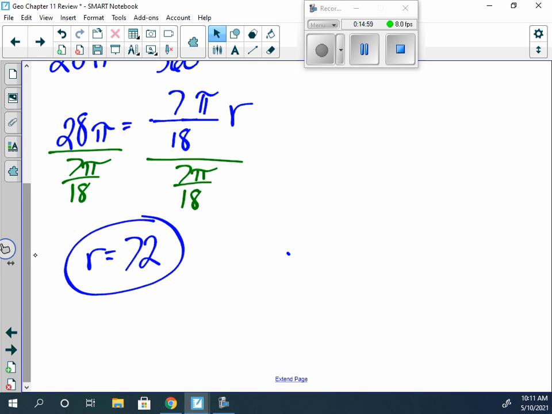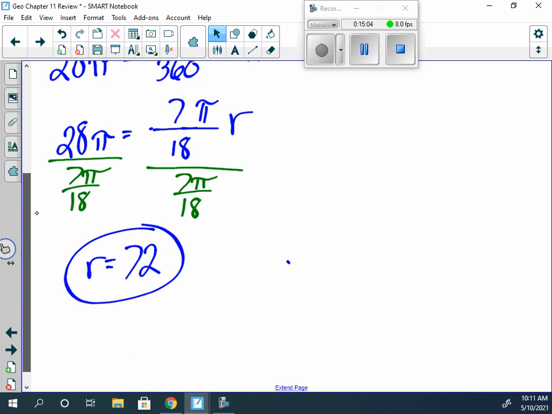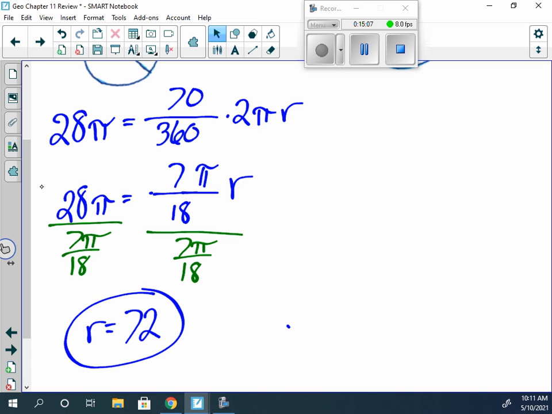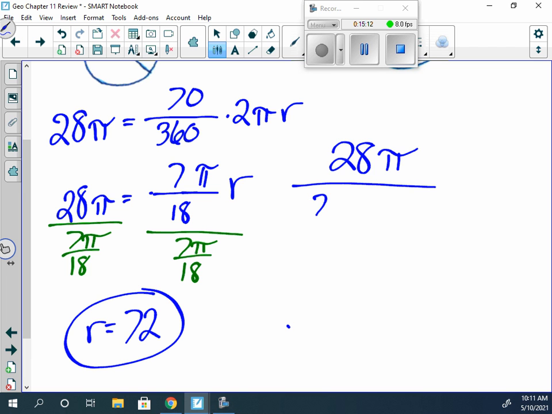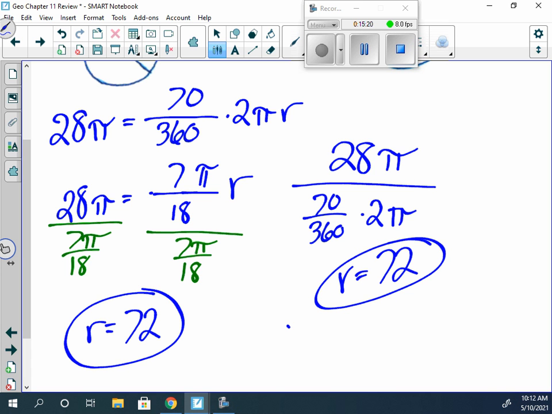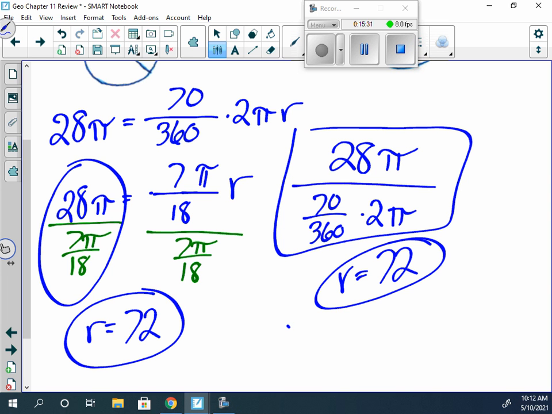Now, if we wanted to on this one here, we could have started at the beginning and just divided 28 pi by 70 over 360 times 2 pi. I could have just plugged it in the calculator as 28 pi over 70 over 360 times 2 pi, and it would have still told me that r is 72. It would have done the same thing. So it's a little bit easier to type this in than it is this. Not by much, but a little bit. Any questions on this one here?